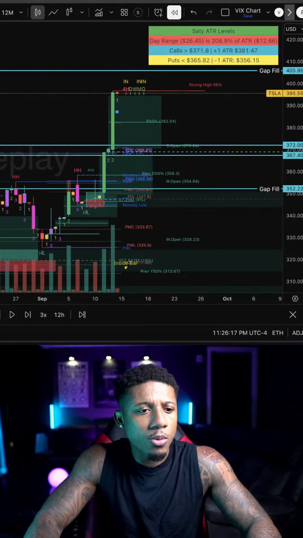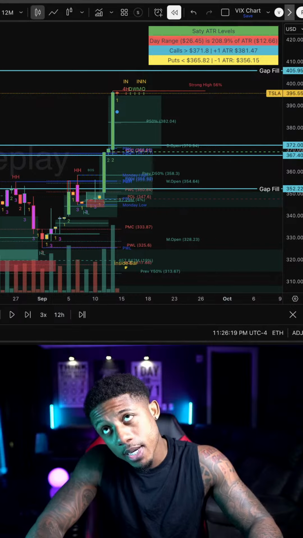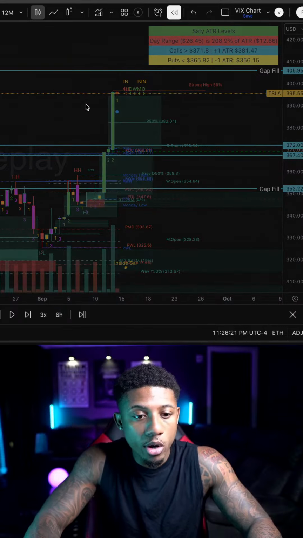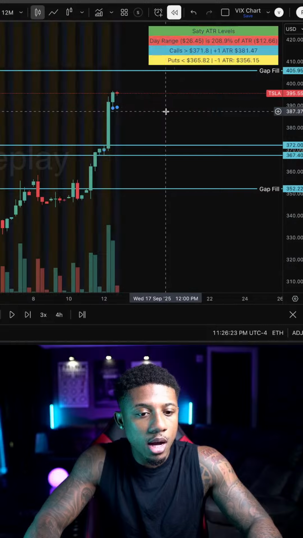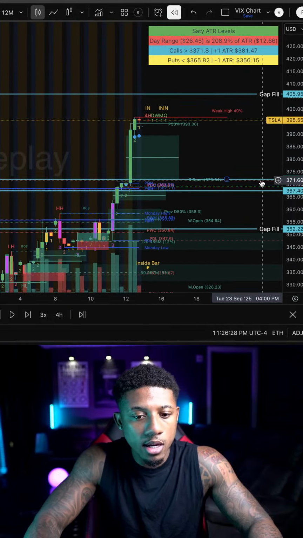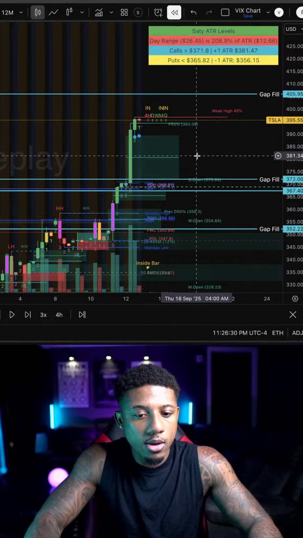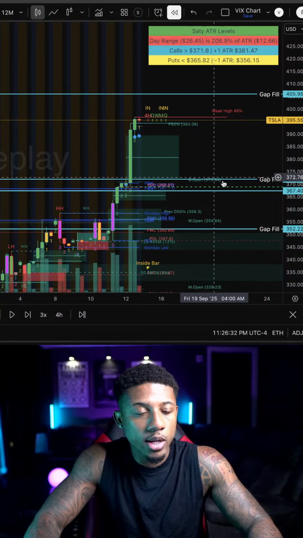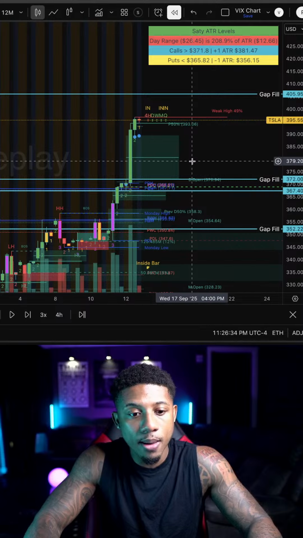On the 12-hour, I would check on Monday morning when we do our pre-market call. On the 6-hour and the 4-hour, there's nothing here that I would ideally want to take. This here is a gap to the downside, so if we do pull back, we could come back to 372 and fill some of this gap.